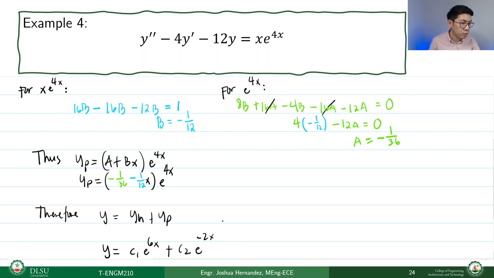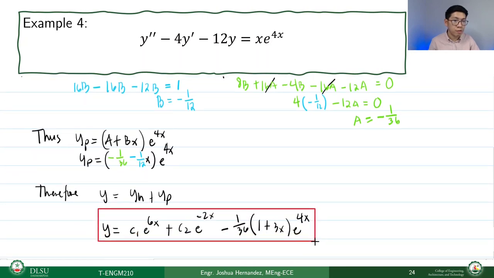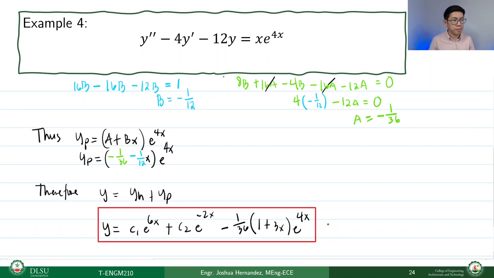Okay lang. I'll factor out negative 1 over 36, minus 1 over 36. Factoring out 1 over 36 will give us 1 plus 3x, then e raised to 4x. So there we have it, ladies and gentlemen, our solution for our problem: C1 e raised to negative 6x plus C2 e raised to negative 2x minus 1 over 36 quantity 1 plus 3x quantity e raised to 4x. All right.